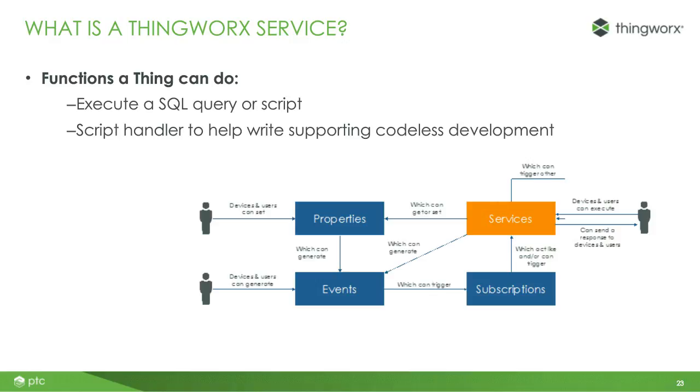Well, to do so, you could create a service on the battery thing shape that multiplies the voltage by the amp hours and then stores the result in that watt hours property. Now, that's a rather trivial example. We're just doing some simple multiplication, but there's really no limit to what logic you can create using a service.